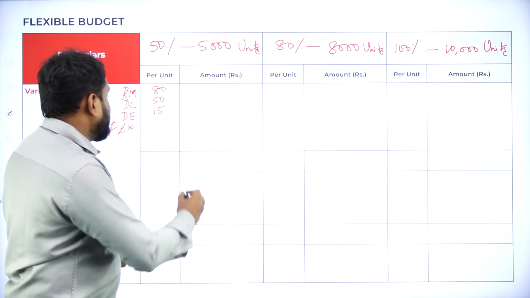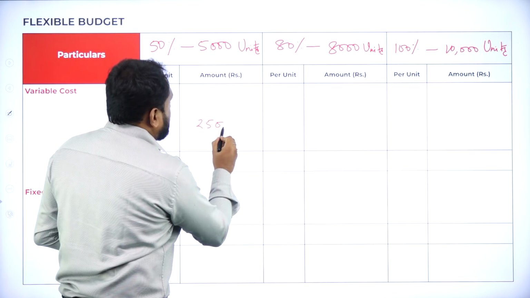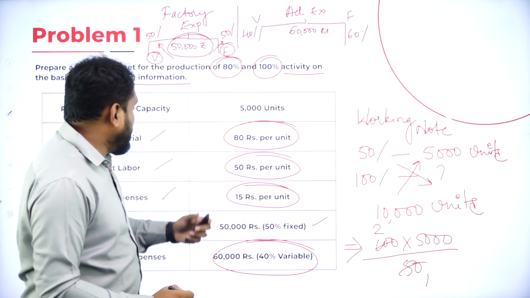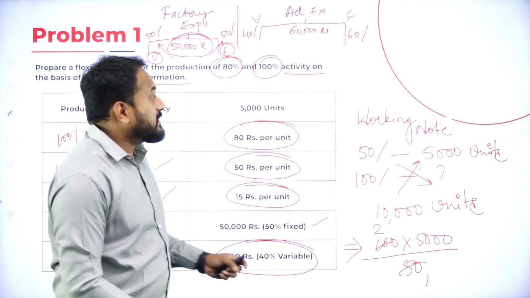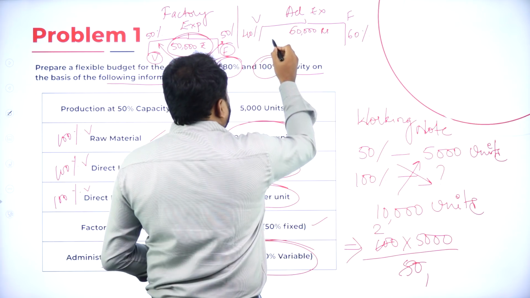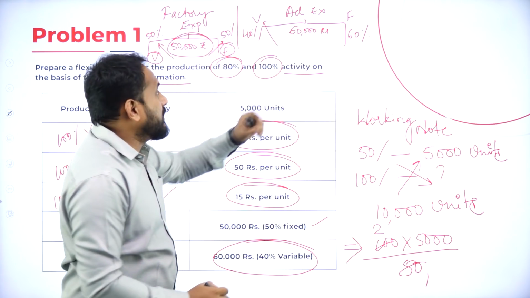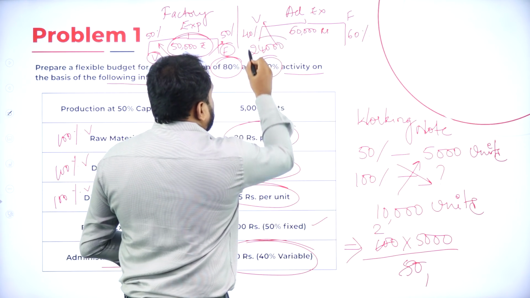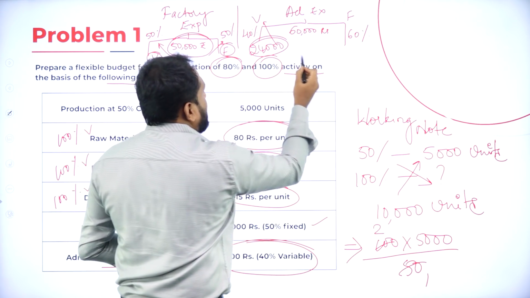How much is the amount? You are supposed to write 25,000 rupees. Next, administration expenses, 60,000. Of that, 40% you are supposed to give to variable. Now 4 sixes are 24. That means 24,000 you will give to variable cost, and the remaining is how much? 60,000 minus 24,000 is how much?